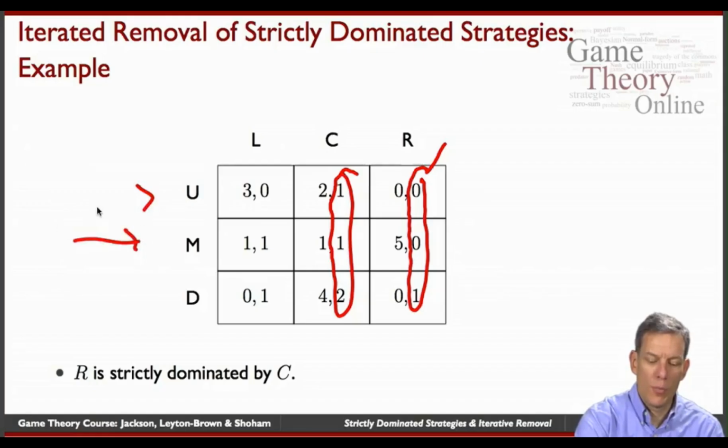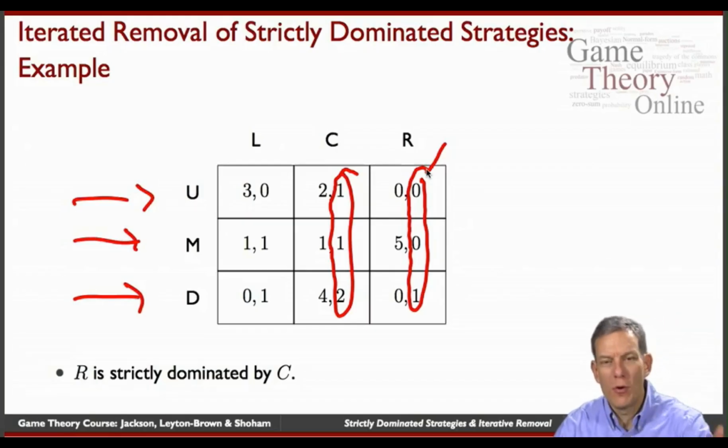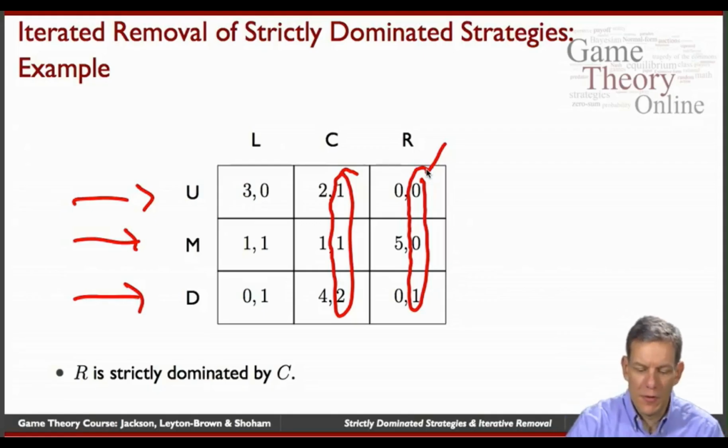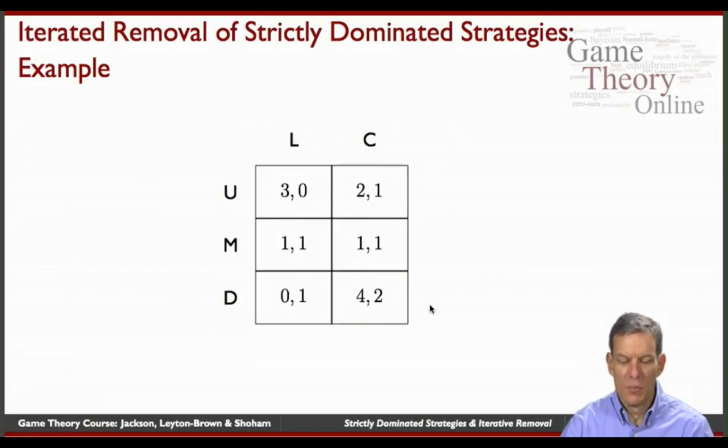So you would be strictly better playing C than R no matter what the other player does. Whether the other player goes up, middle, or down, center always does better than R, or even if the other player mixed. So whatever the other player does, you get a strictly higher payoff from the center than R, so we should just get rid of R altogether, and now we've got a simpler game. Okay, so let's iterate on that logic.